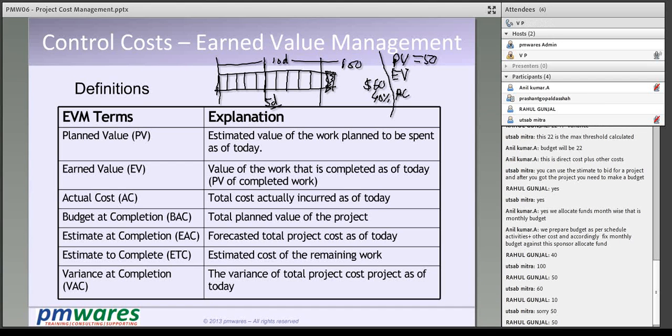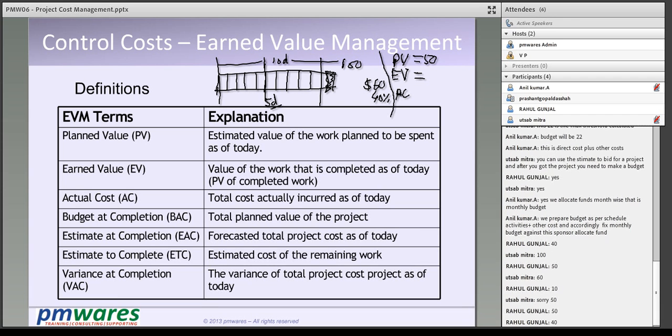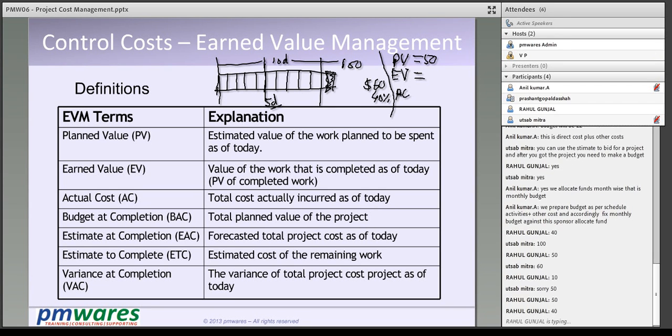Earned value is the planned value of work achieved. How much work have I achieved? 40%. So what is the value of the 40% work? $40. Right? So this becomes 40.